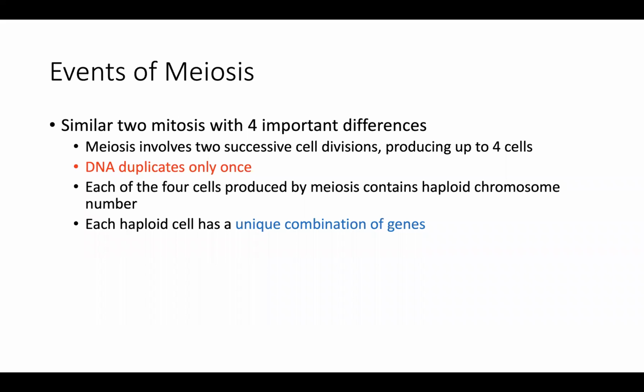Really important, the events of meiosis. Let's look at some very important differences, because the goal here is that we're still generating new cells. We're undergoing cell division, generating some new cells. There are a few differences between mitosis and meiosis. It's very similar to mitosis, and I see that typo, but there are 4 important differences.